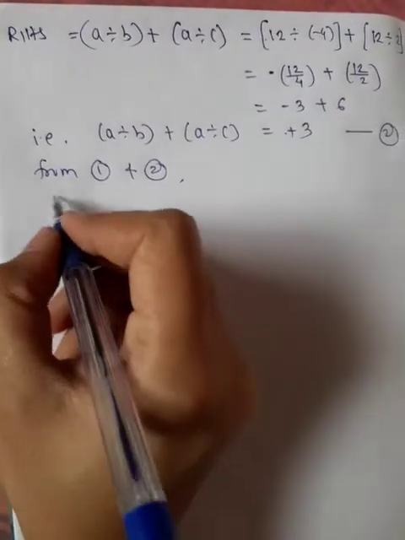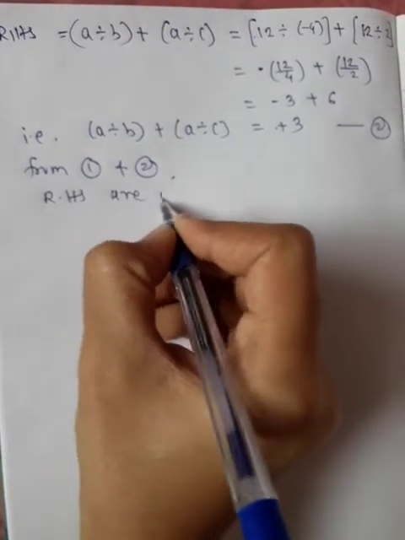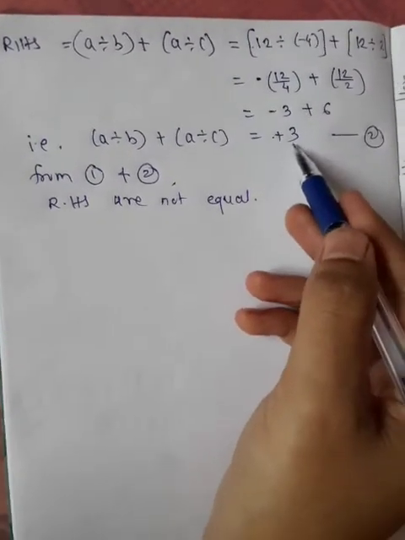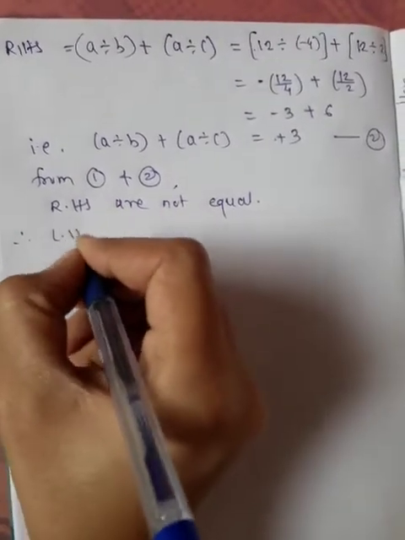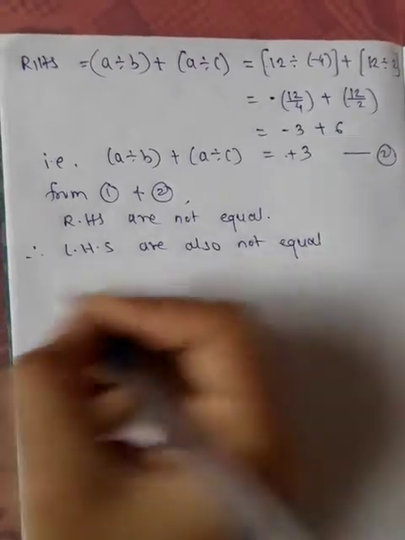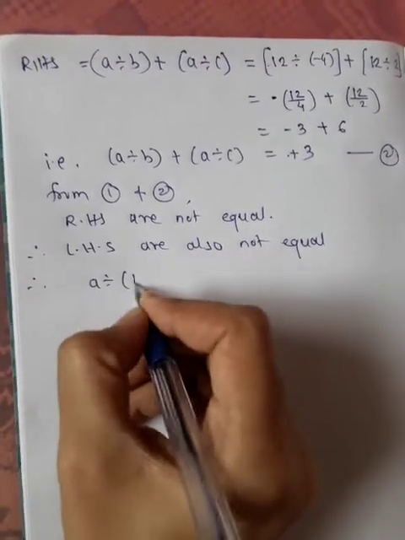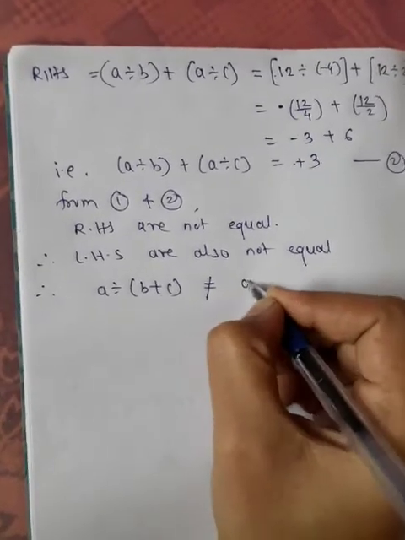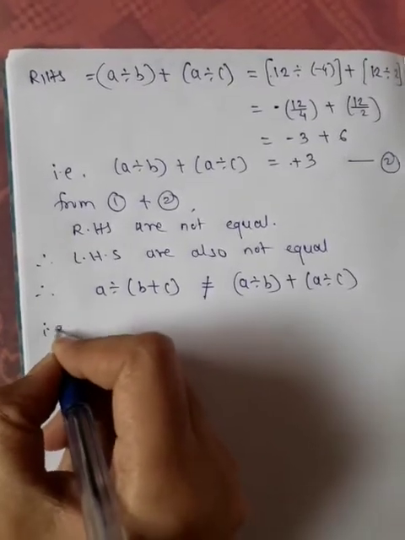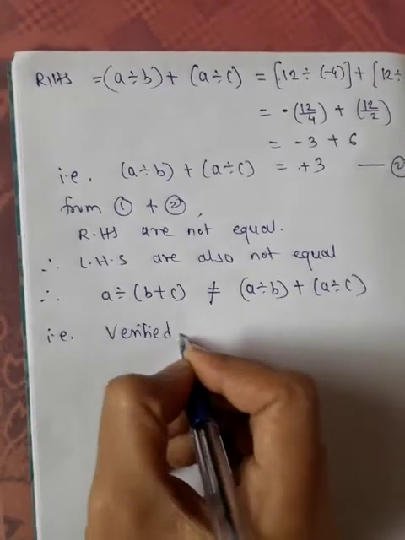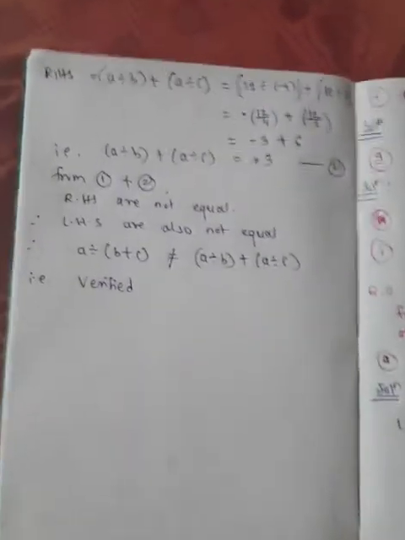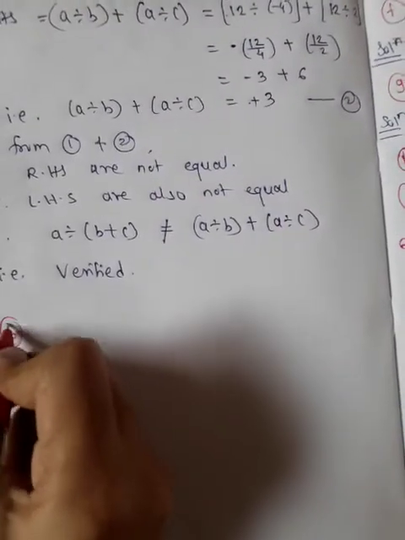So from 1 and 2 we see that the RHS are not equal, meaning the RHS of 1 is minus 6 and the RHS of 2 is 3, so the RHS are not equal. Therefore the LHS are also not equal. Therefore a divided by b plus c is not equal to a divided by b plus a divided by c. We have verified that a divided by b plus c is not equal to a divided by b plus a divided by c.